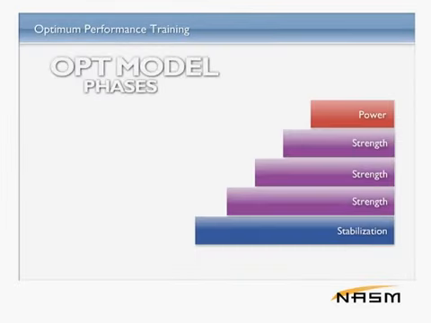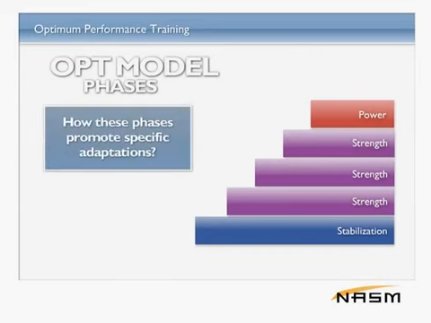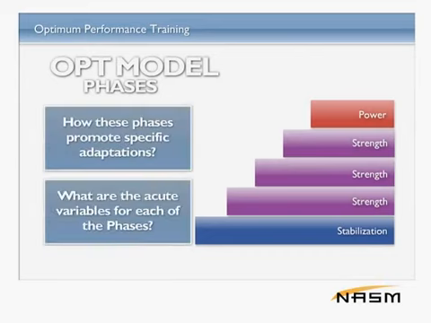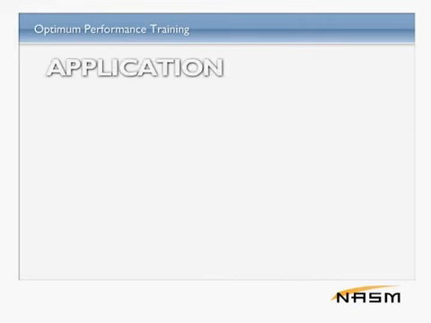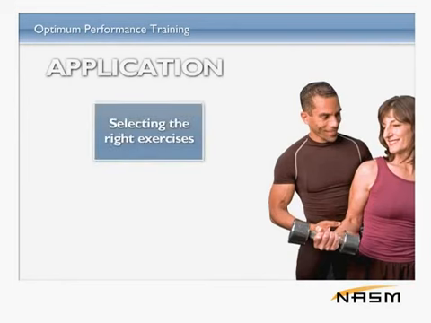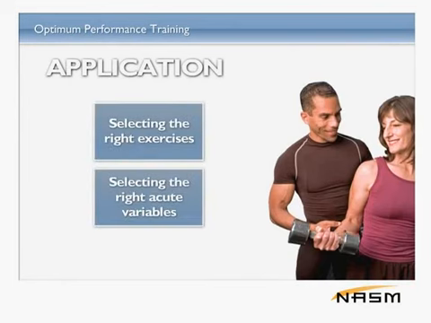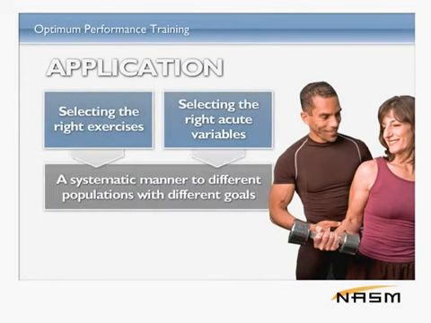Third, the 5 phases of training in the OPT model. How do these phases promote specific adaptations, and what are the acute variables for each of the phases? And fourth, application. Selecting the right exercises, selecting the right acute variables, and applying both in a systematic manner to different populations with different goals.